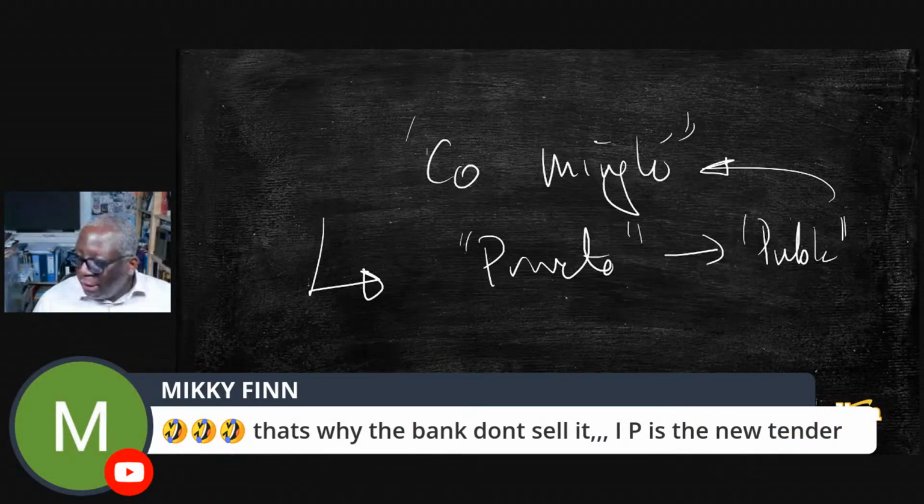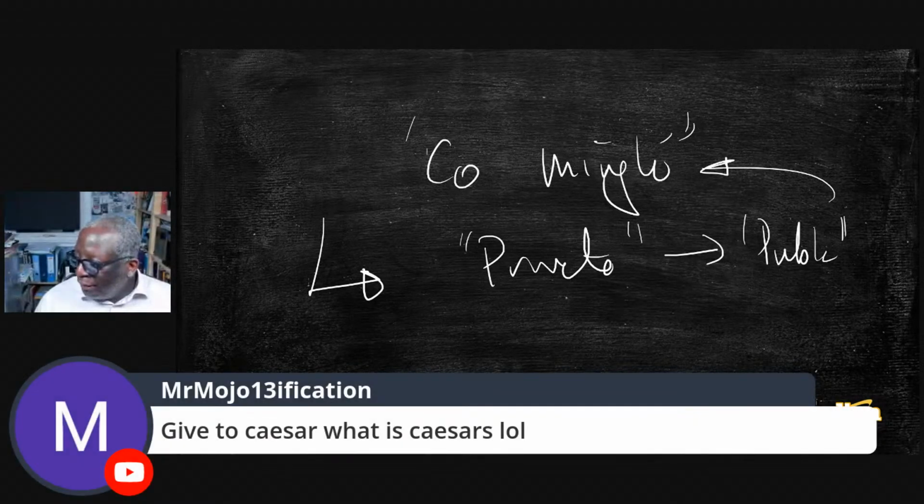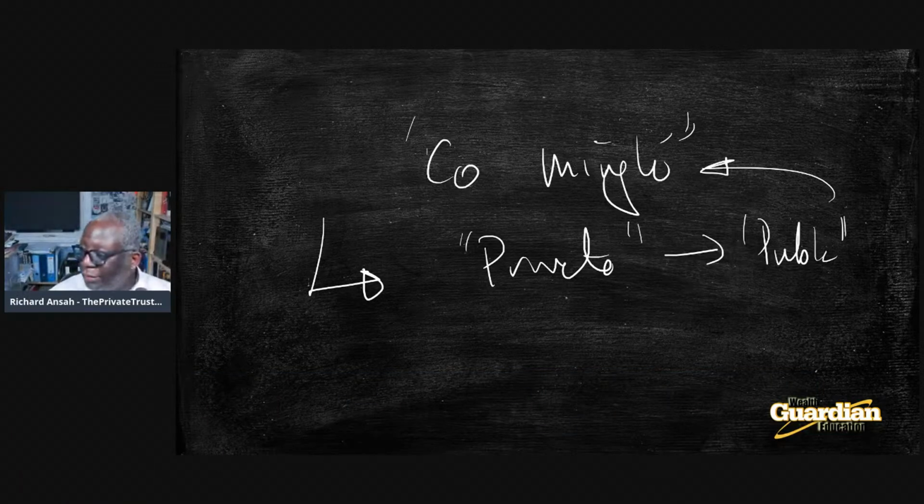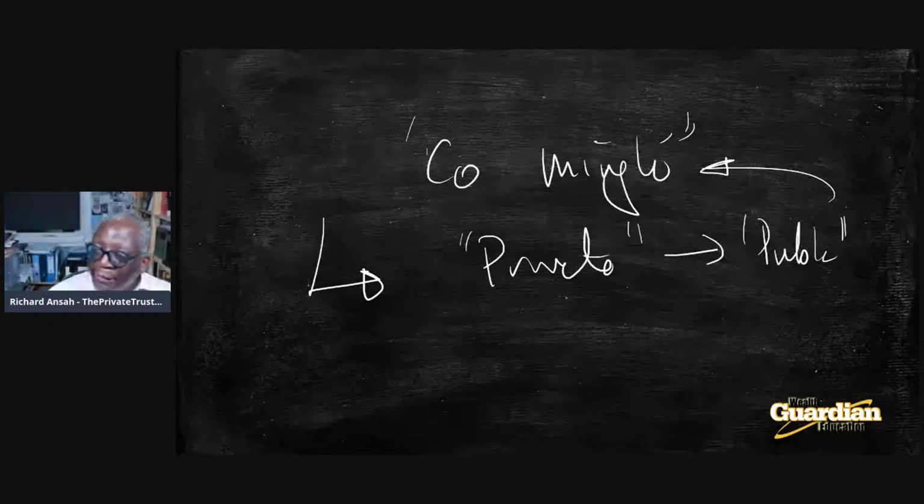Right, so that's why the bank don't sell it. The legal tender, yeah, I get that. Give to Caesar what is Caesar's, exactly. And it's pretty much black and white once you know the name of the game. So that, long and short, is the difference between a private trust and a public trust.